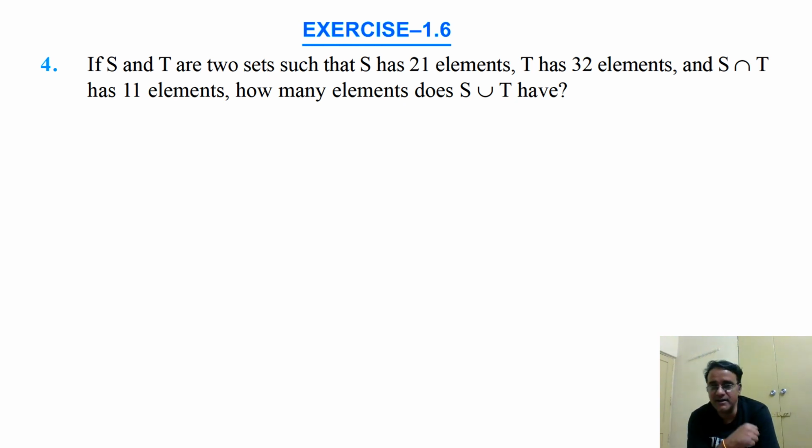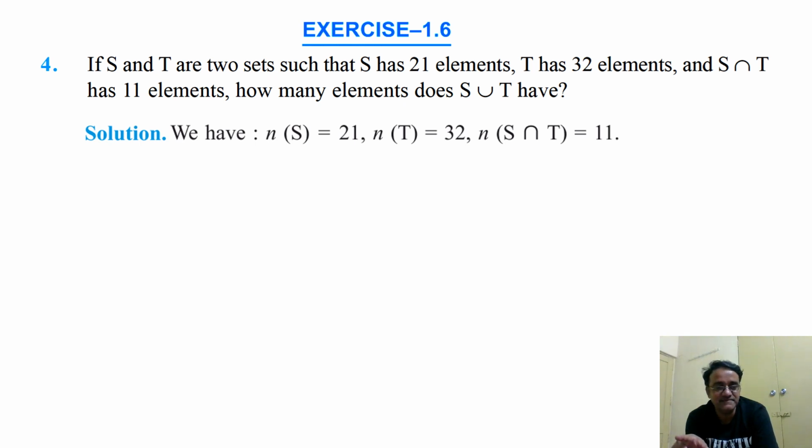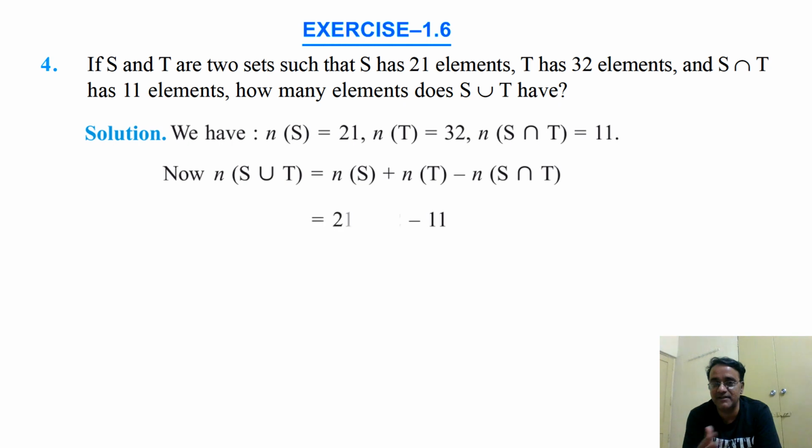So here, what is N of S? 21. What is N of T? 32. What is N of S intersection T? 11. That we are going to write first. Then we will write the formula. Then we will substitute the corresponding values. So 21 plus 32 minus 11. So we'll get 42. So this is the answer.